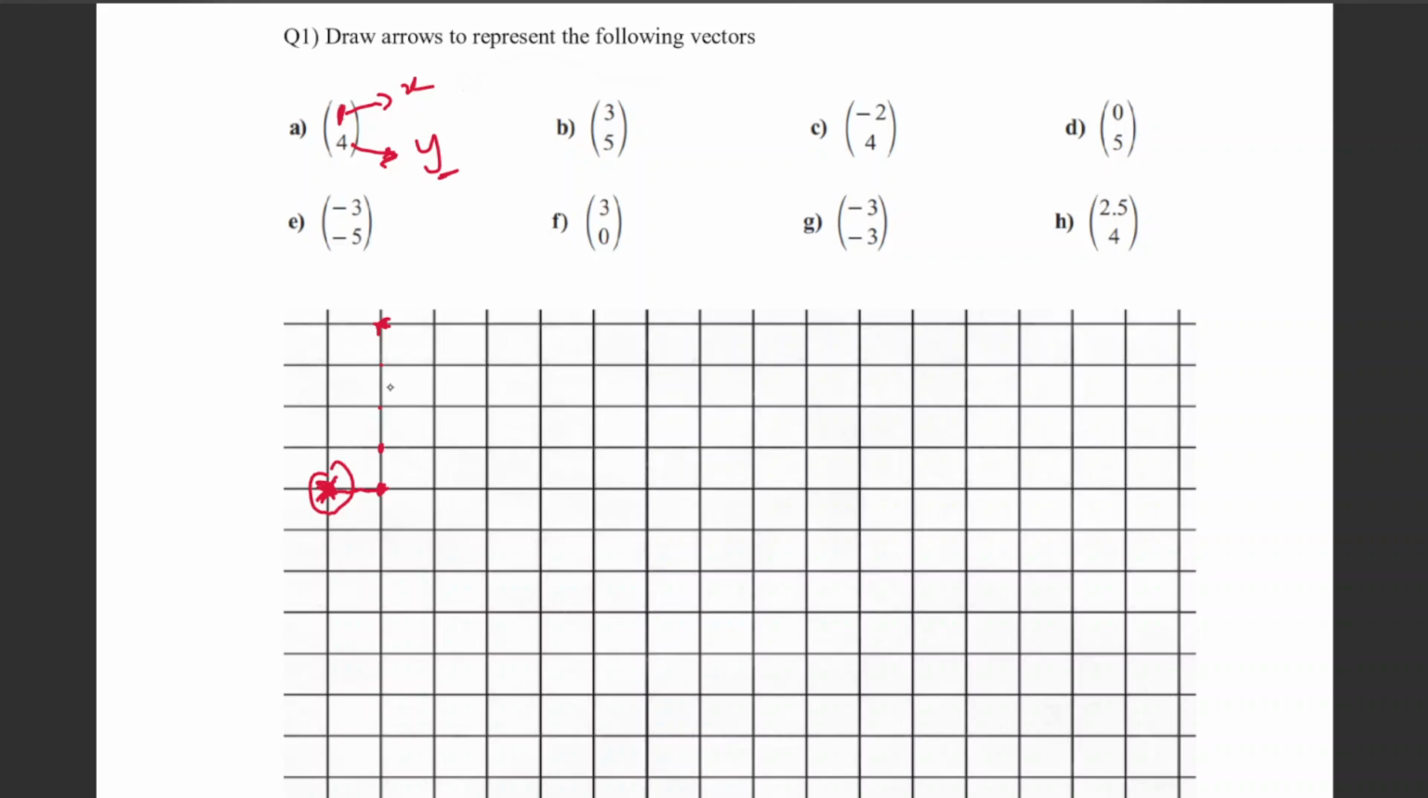So what is my answer? My line has to be drawn like this, from here to here, and the arrow mark should go upside. I hope you understand this.